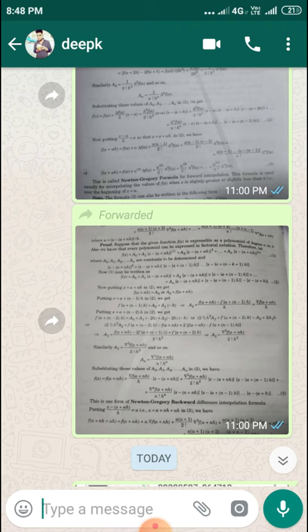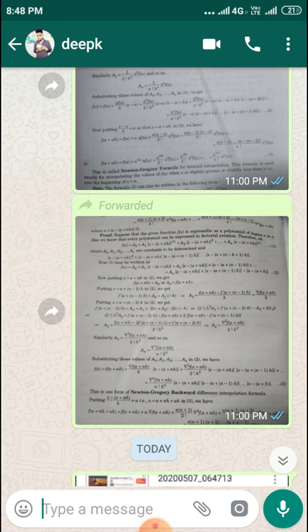In similar way, putting x equal to a plus (n minus 1)h, we get the value of a1 equal to delta f(a plus nh) upon h. Putting x equal to a plus (n minus 2)h in equation 2, we get the value of a2, or final value of a2 will be delta 2 f(a plus nh) upon factorial 2 h square. In similar way, a3 will be delta cube f(a plus nh) upon factorial 3 h cube, and so on. An will be delta n f(a plus nh) upon factorial n h to the power n.